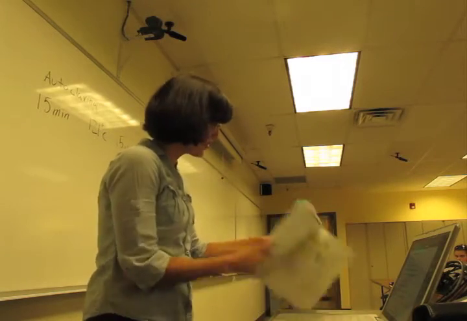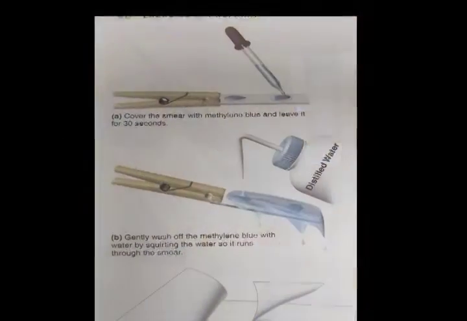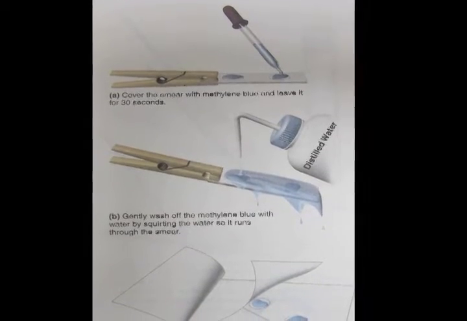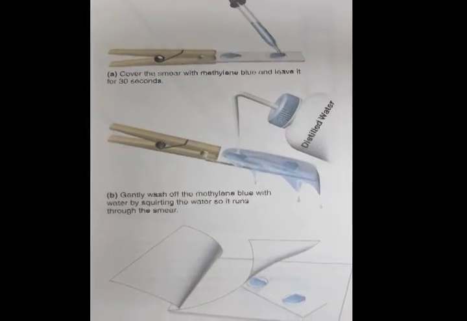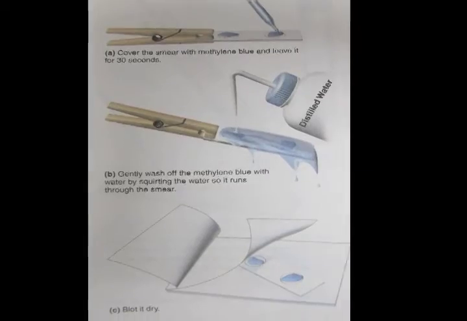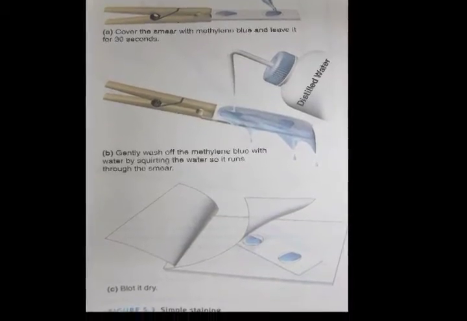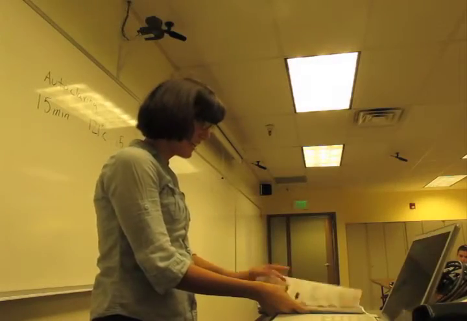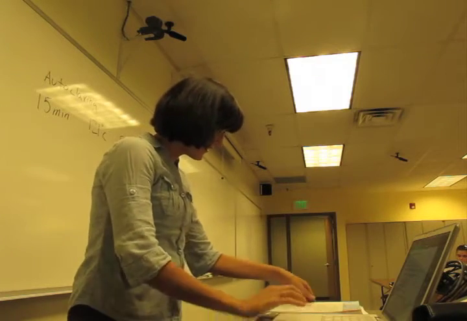And then as far as the simple staining goes, put the stain on, rinse it off with water, blot it dry, and then look at it. It's a lot simpler than the gram stain. Okay, any questions on lab 5?